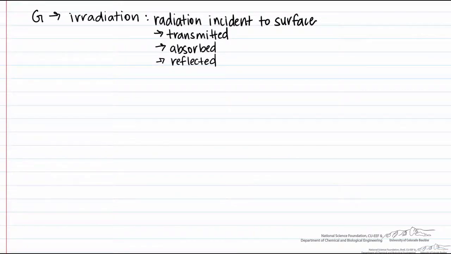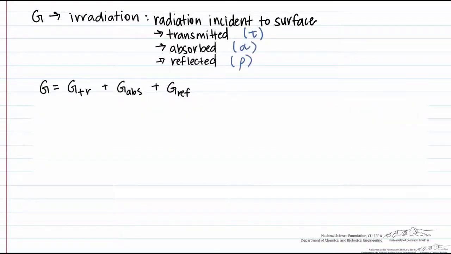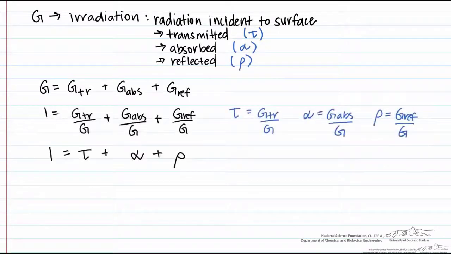One of the more complicated radiative heat fluxes is the irradiation. Irradiation is the rate at which radiation is incident upon a surface. So what that means is that it can be transmitted, it can be absorbed, and/or it can be reflected. And we use the symbols tau, alpha, and rho to denote the fraction of that irradiation that is transmitted, absorbed, or reflected. And since irradiation has to be one of the three of those, or all of them, we know that tau plus alpha plus rho has to equal 1.